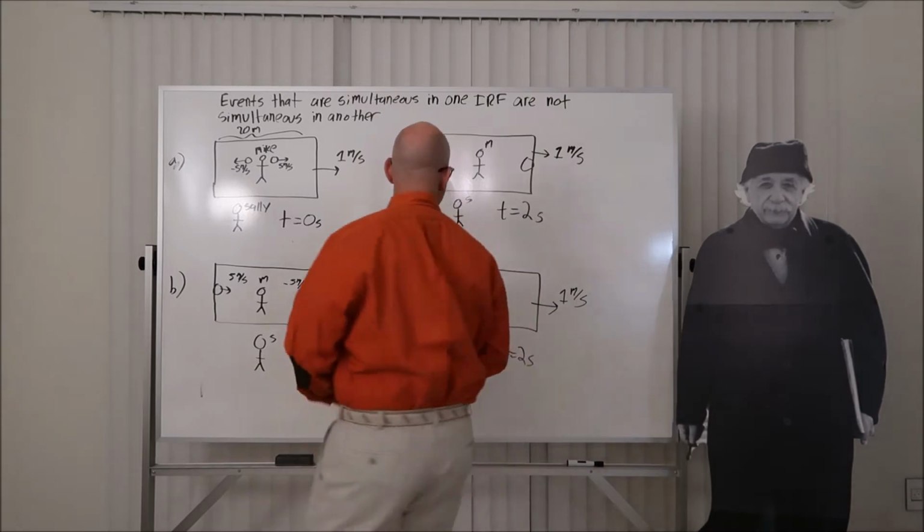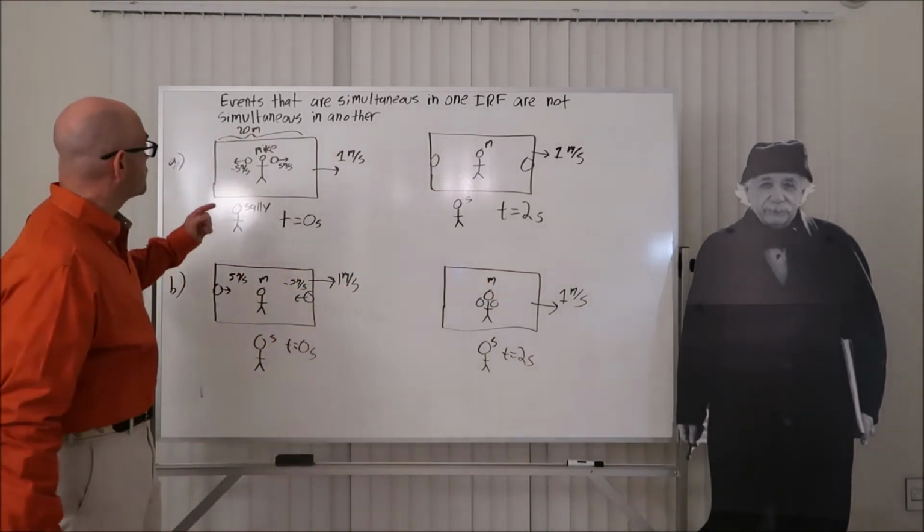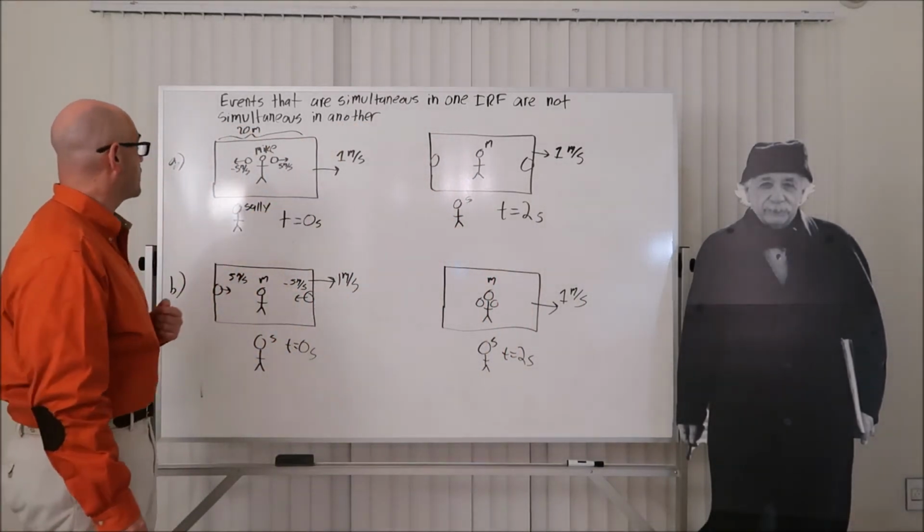And the reason that she sees this is because Sally sees that the train is moving forward at 1 meter per second.